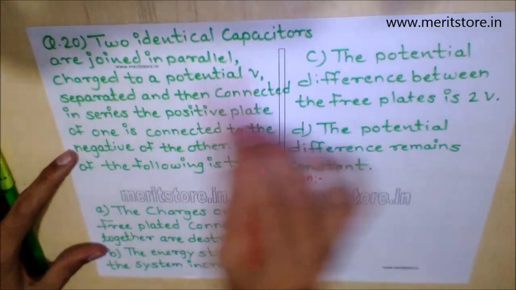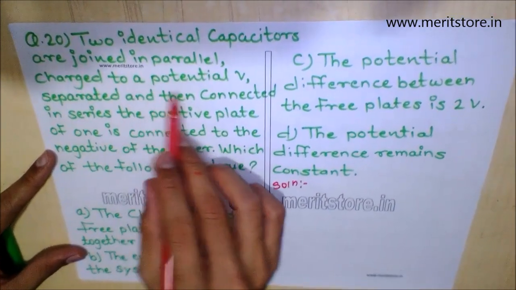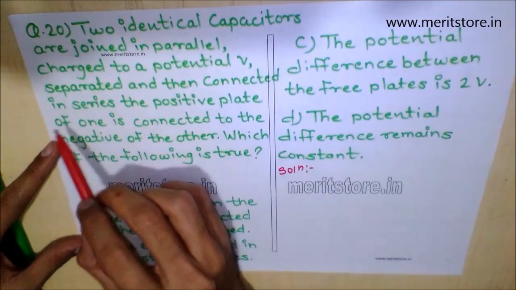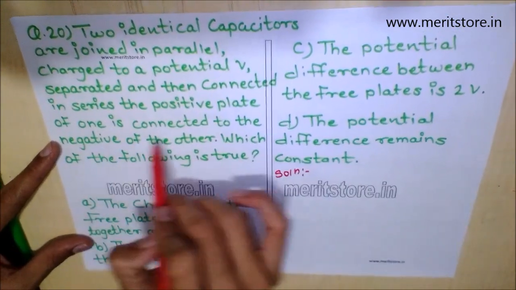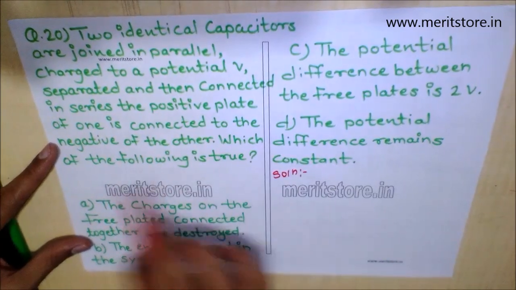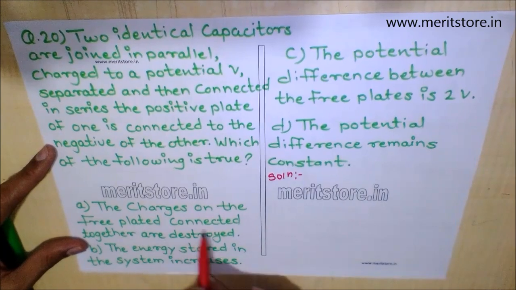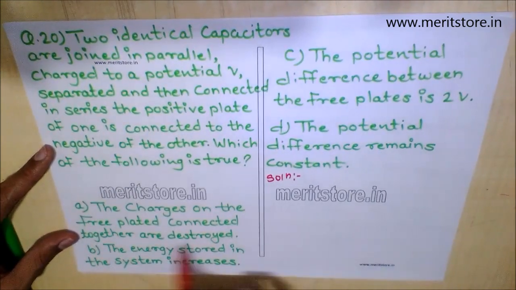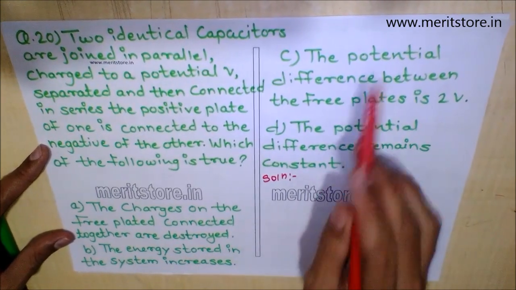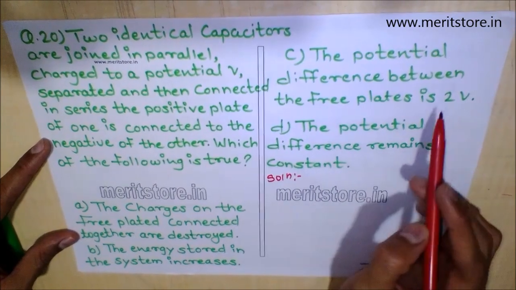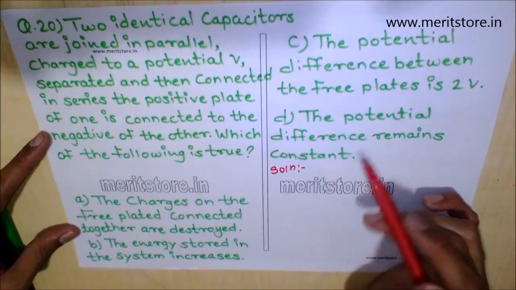Question 20. Two identical capacitors are joined in parallel, charged to a potential V, separated and then connected in series. The positive plate of one is connected to the negative of the other. Which of the following is true? The charges on the free plates connected together are destroyed. The energy stored in the system increases. The potential difference between the free plates is 2V. And the potential difference remains the same.